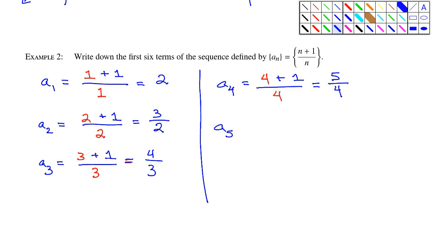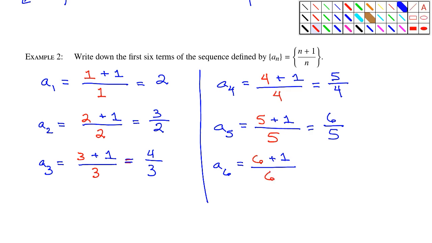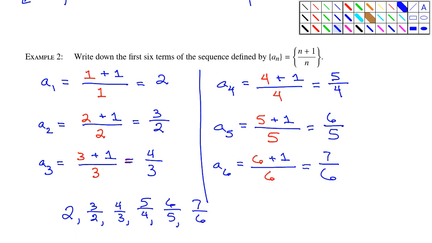A sub 5 is the fifth term. That's equal to 5 plus 1 over 5, which is 6 over 5. And a sub 6 is equal to 6 plus 1 over 6, which is equal to 7 over 6. So the first 6 terms of this sequence are 2, 3 over 2, 4 over 3, 5 over 4, 6 over 5, 7 over 6, and of course the sequence goes on forever.